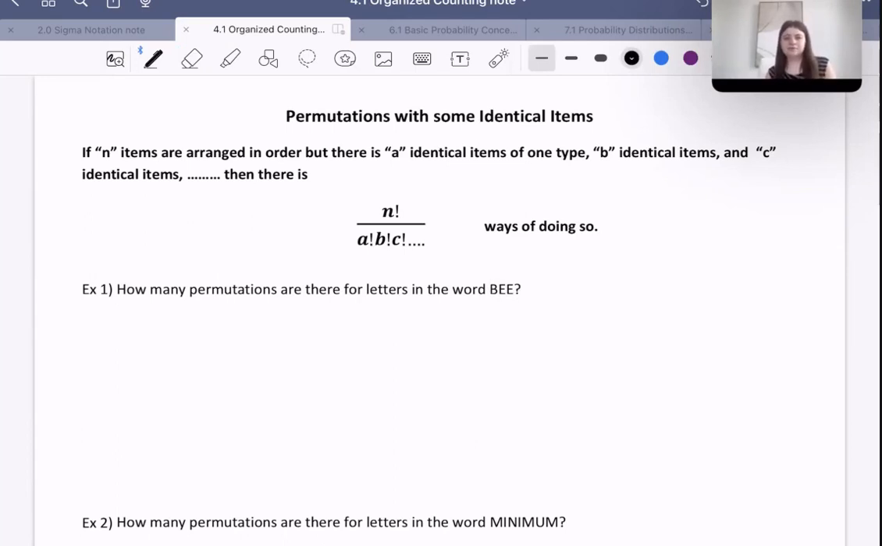All right. So here we have a formula. It says if n items are arranged in order, but there are a identical items of one type, b identical items of another type, and c identical items of another type, then there is n factorial over a factorial, b factorial, c factorial, etc. ways of doing so.